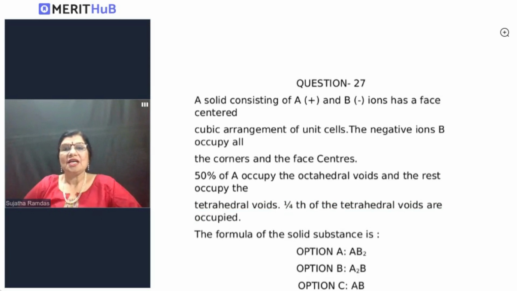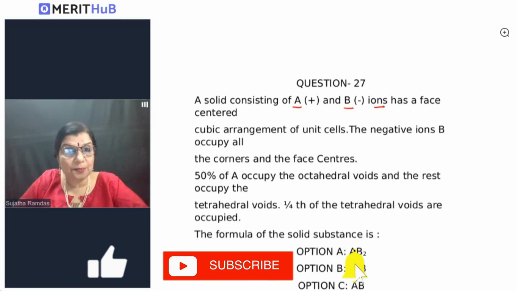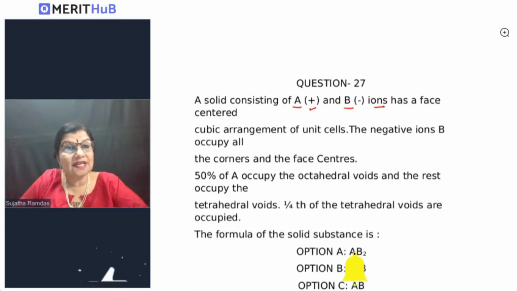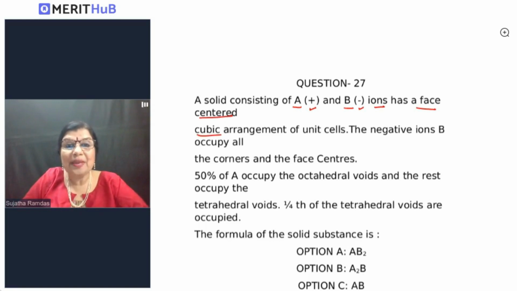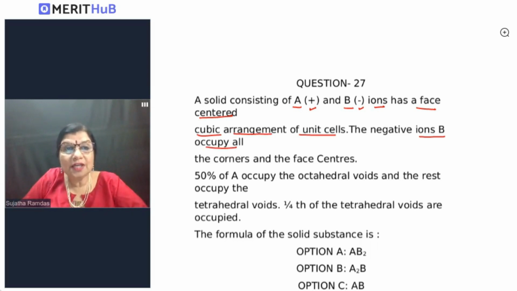All right. Here is question number 27. Let's first read the question. A solid substance consisting of A and B ions. A ions are the positive ions, the B ions are the negative ions, has a face-centered cubic arrangement of unit cells. The negative ions B occupy all the corners and the face centers.